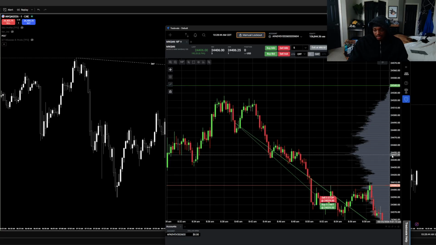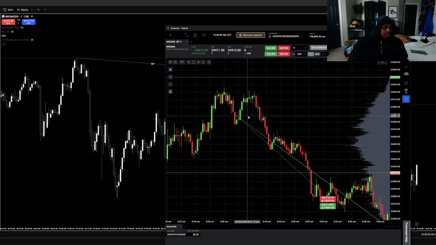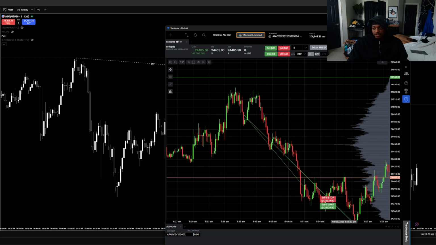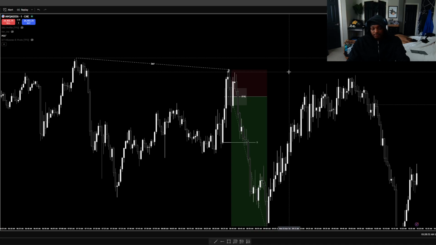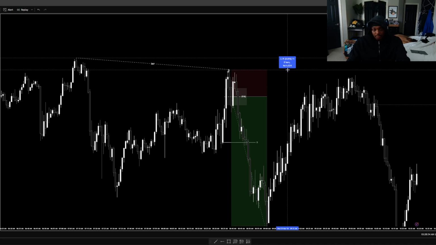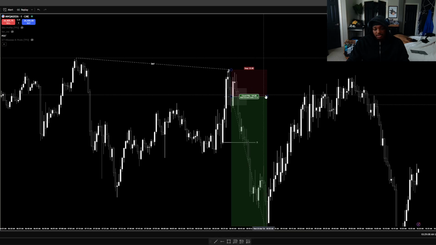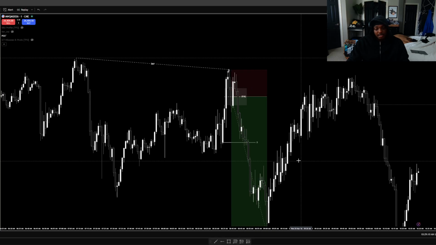I entered with 10 contracts, and it did retrace and almost stopped me out, by around 3 points. So I did almost get stopped out, but it held this protected high, and it held that 15-second change in state. So therefore we dumped back below this inverse fair value gap, and we just kept pushing down.